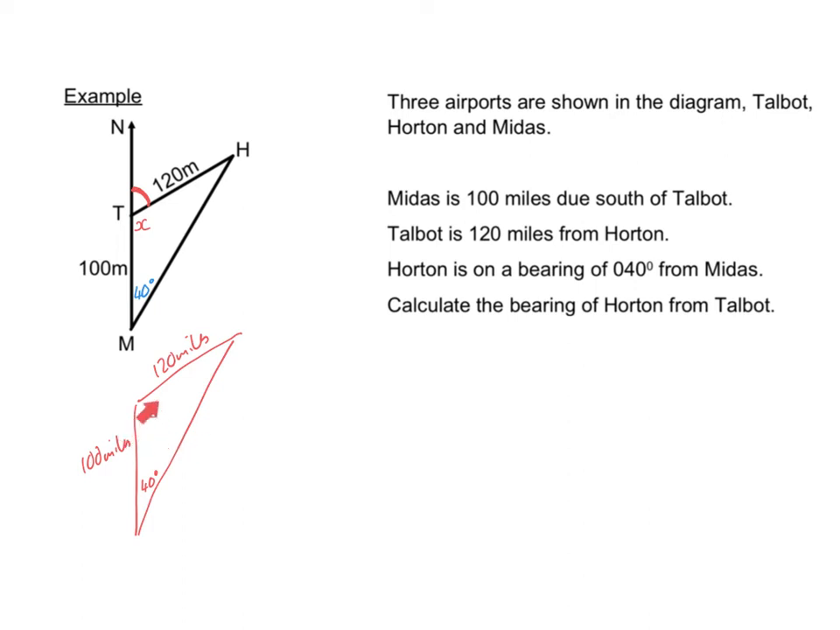So what I'm going to do is I'm actually going to go and find this angle instead, and then once I've found this angle, I'll have two angles in the triangle and I'll be able to work out the third one.